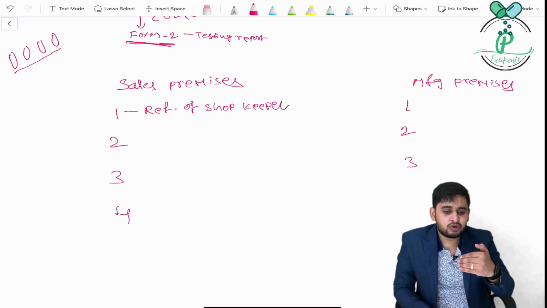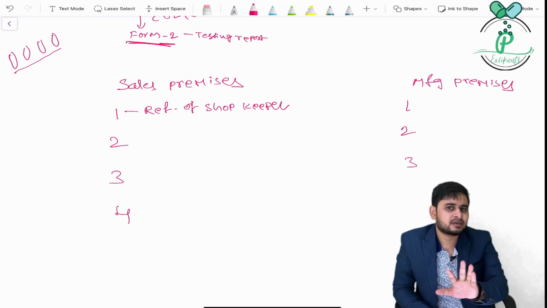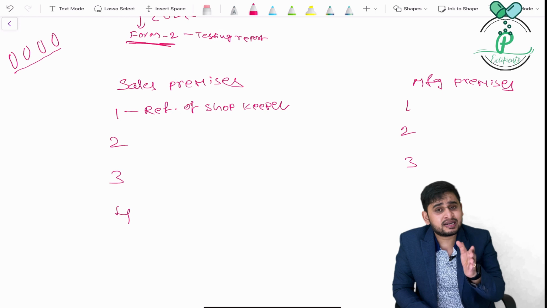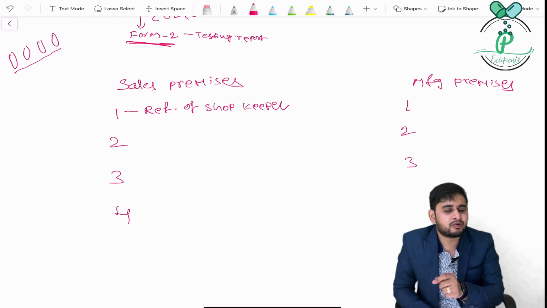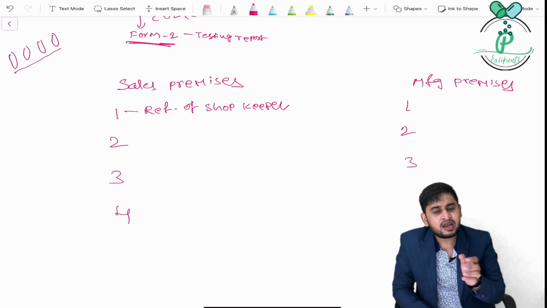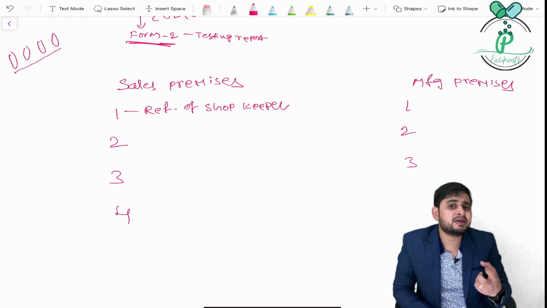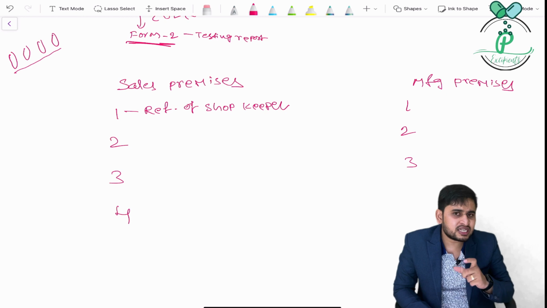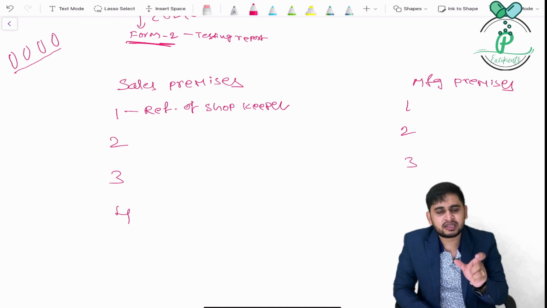That means if the sample is going to expire after 2 months, we generally do not draw it, because sometimes the testing facility may not be available, which may lead to delay in receiving the testing report. So the manufacturer will not get time to challenge. That is why we generally do not pick up a near-expiry sample.